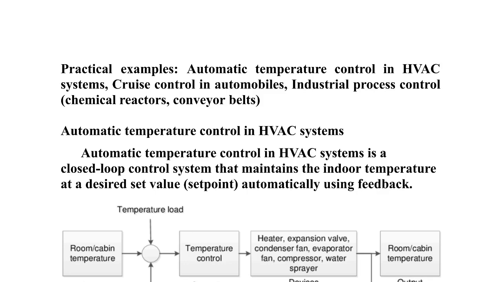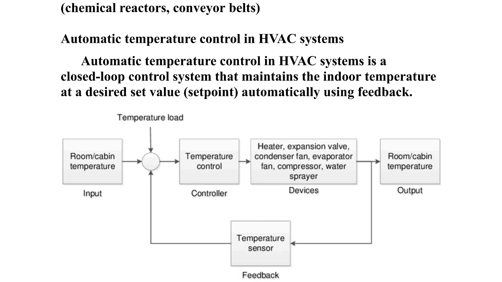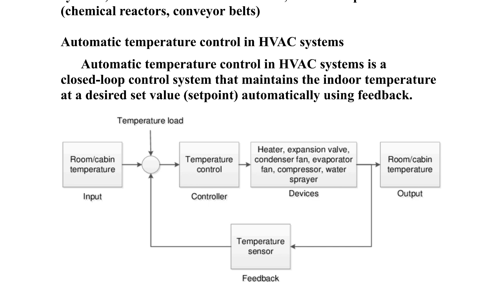Dear students, now we are going to discuss the practical examples of open loop and closed loop system. In our syllabus, they have given four very important examples. The first is automatic temperature control in the HVAC system, the second is cruise control in automobile, and the third is industrial process controller. Now we are going to discuss the first, automatic temperature controller in HVAC system.